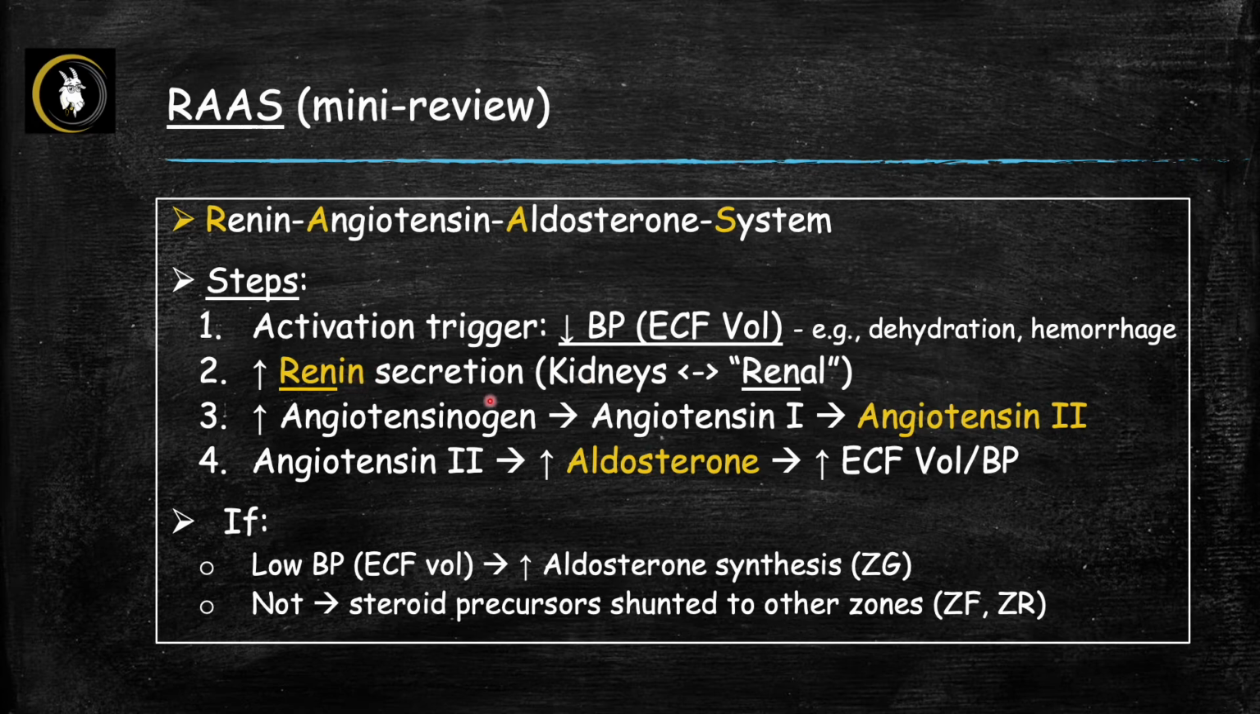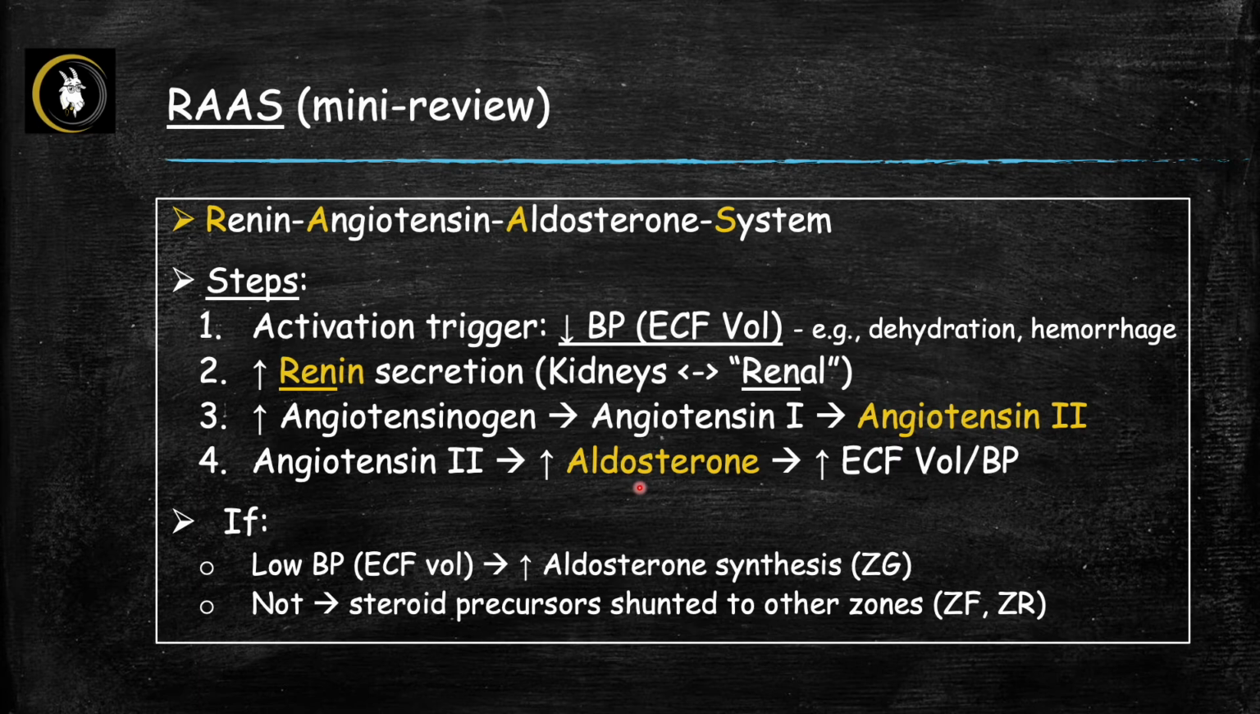It's very easy to remember that the kidneys are the organs that secrete it because the name is in there, it's renin. So the kidneys are going to increase renin. This renin is going to circulate around, and it's going to increase the conversion of angiotensinogen to angiotensin 1. And then this angiotensin 1 is going to be converted to a different angiotensin known as angiotensin 2. And then this angiotensin 2, as you learned before, is going to upregulate aldosterone synthase.